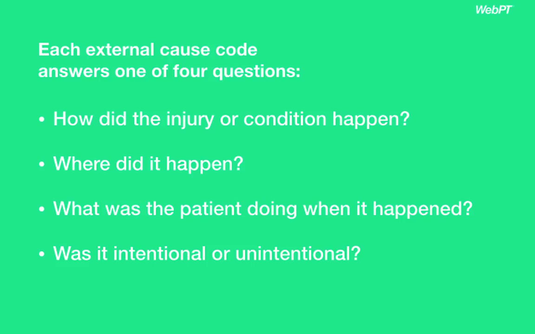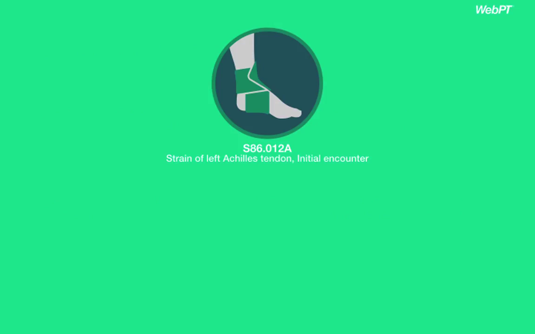Let's take a look at an example. Say a patient's primary diagnosis code is S86.012A, strain of left Achilles tendon, initial encounter. After examining the patient, you determine that the patient experienced the injury as a result of running on a treadmill at a gym. You also established that the injury was not work-related. In other words, the patient was engaging in the activity recreationally and was not receiving compensation for it.